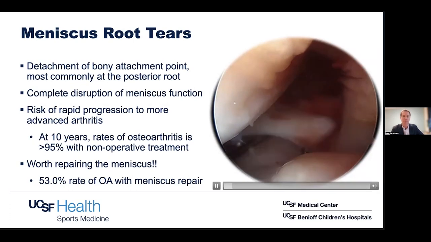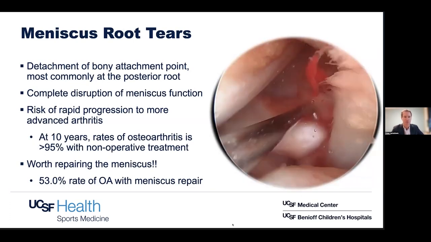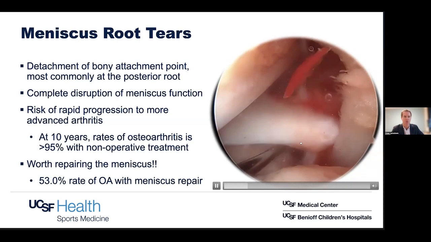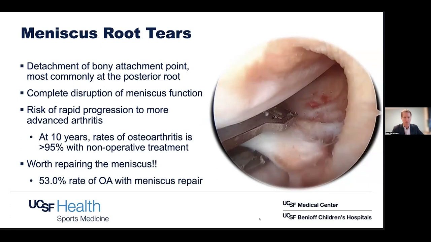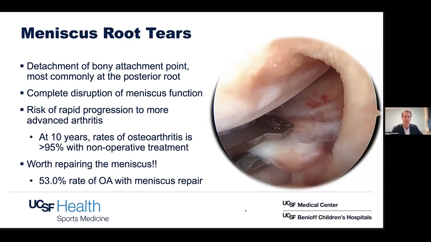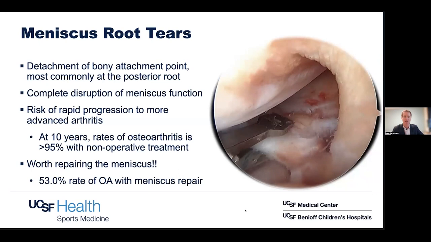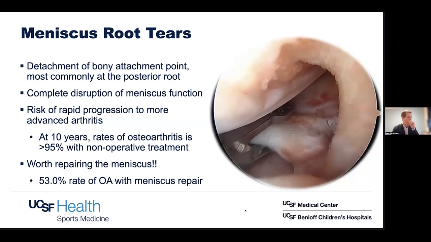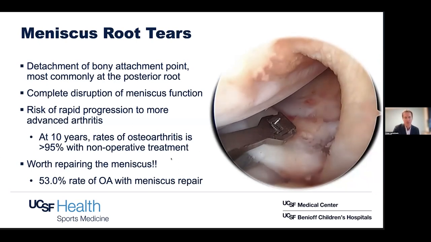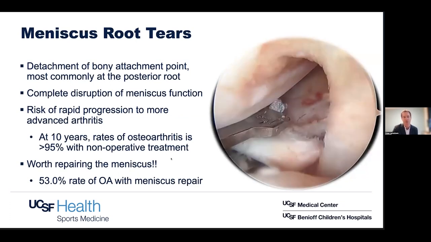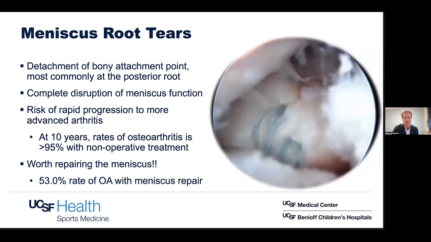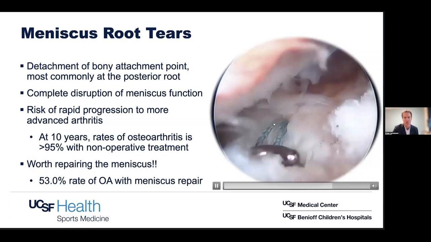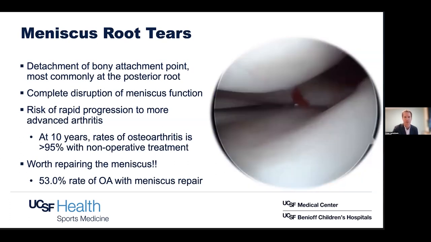For root tears, hopefully you've heard about these at this conference before, that's detachment of the posterior attachment. And it completely disrupts meniscus function. With these, you can more rapidly progress to advanced arthritis, even in the course of a year or two. At 10 years, rates of arthritis are over 95% if you leave these alone. So we can change the natural history of that degenerative progression by repairing the meniscus. And this is what it looks like surgically, where we put stitches in, we pull it back down and securely tighten it to bone.